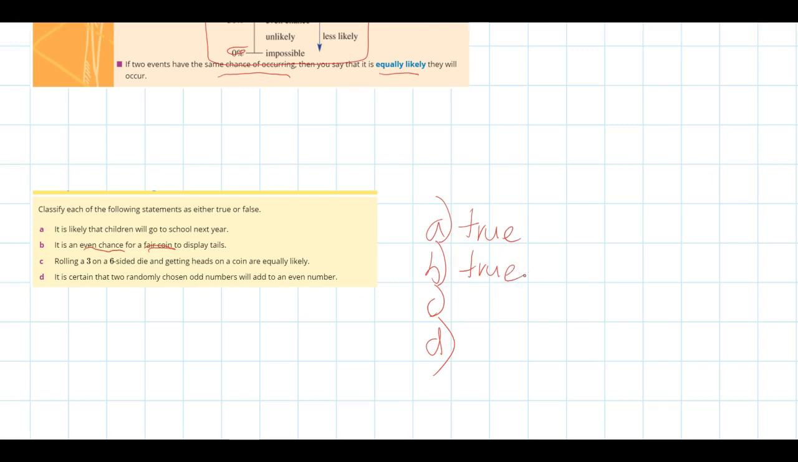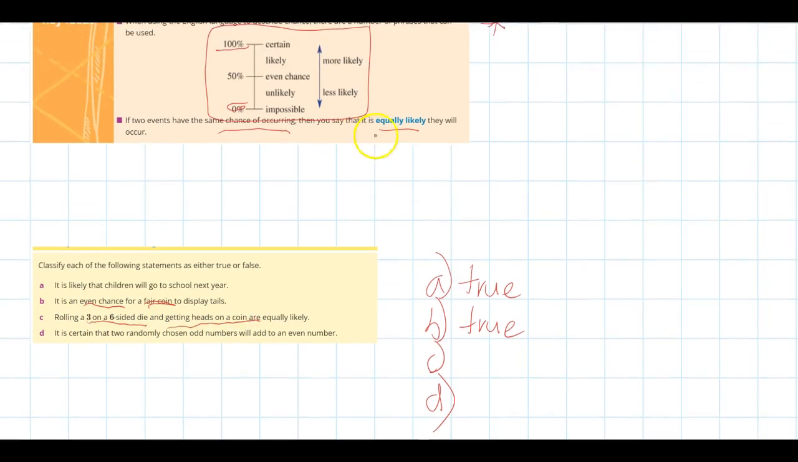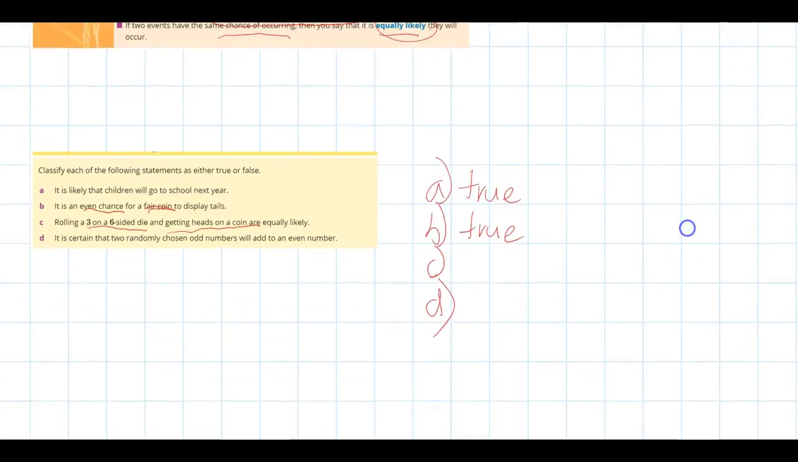And now we move on to C. Rolling a 3 on a 6-sided die and getting heads on a coin are equally likely. Now remember, equally likely here means that two events have the same chance of occurring. Now I would say that this is false, because the chance of rolling a 3 on a 6-sided die is probably 1 in 6 because it's 6 sections, whereas a coin only has 2 parts, so it's more of a 50-50 chance. So that is false, that they will equally occur.